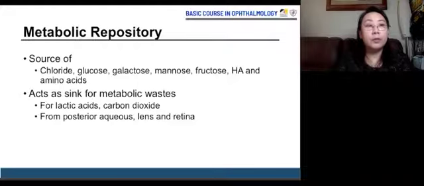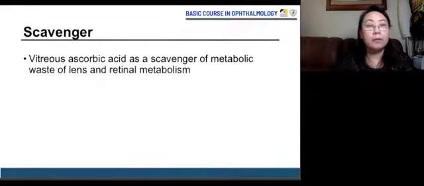The vitreous is also a metabolic repository. It can be a source of chloride, glucose, galactose, mannose, fructose, hyaluronic acid, and amino acids. It also acts as a sink for metabolic waste, or lactic acid and carbon dioxide, from the posterior aqueous, the lens, and the retina. It also has a scavenger function, with the vitreous ascorbic acid as a scavenger for metabolic waste of the lens and retinal metabolism.